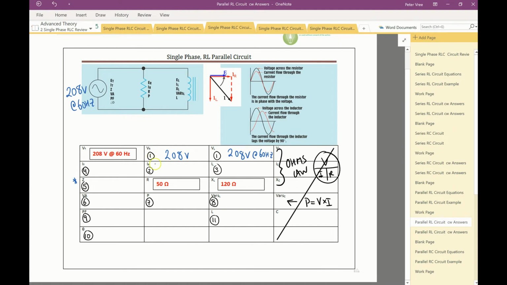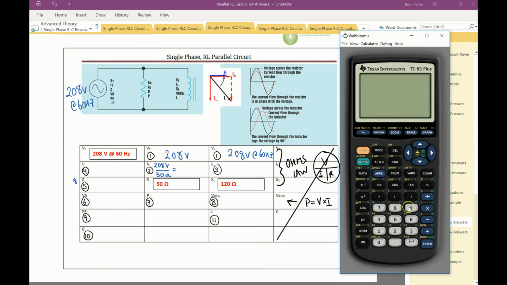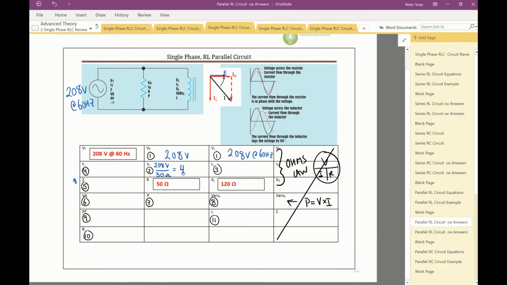Okay, so let's see. We have 2.8, and we're going to divide by 50 ohms. So how did I get that? Well, that's just straight Ohm's law, right? I have the voltage, I have, in that case, the resistance, and I'm trying to find the current there. So I've got my calculator here, which I'll bring up. So let's clear this up. What do we got? 2.8 divided by 50. It gives us 4.16 amps. Okay, so right here we have 4.16 amps.